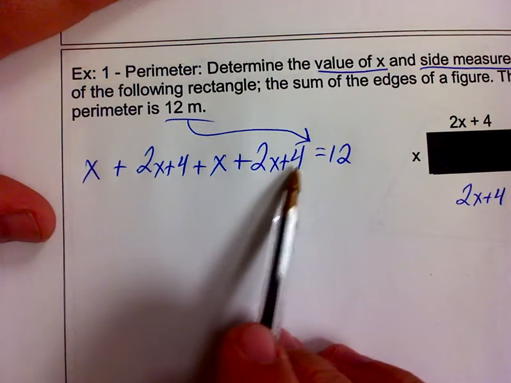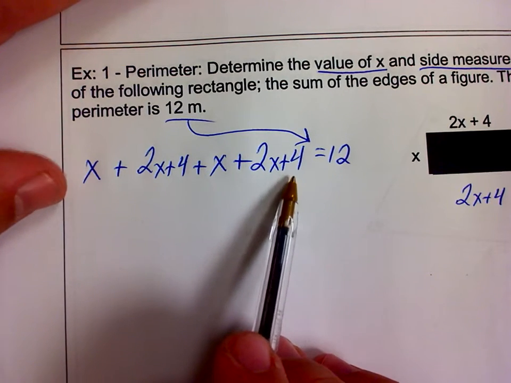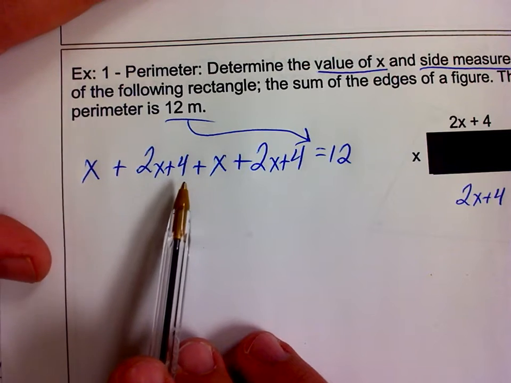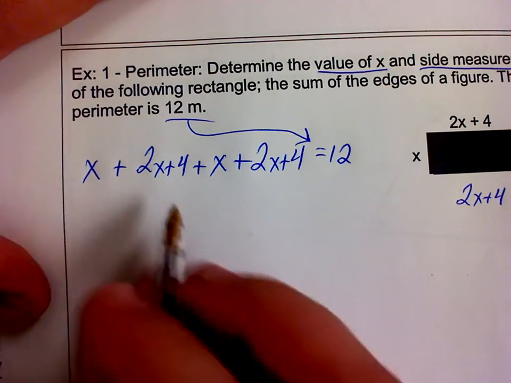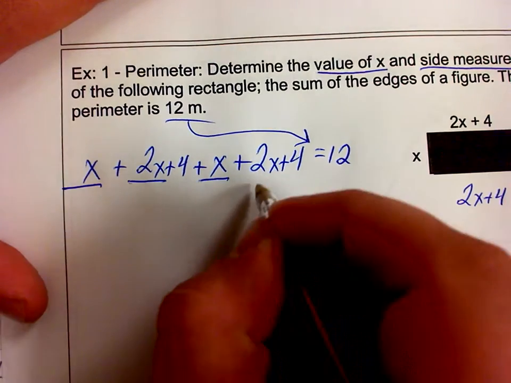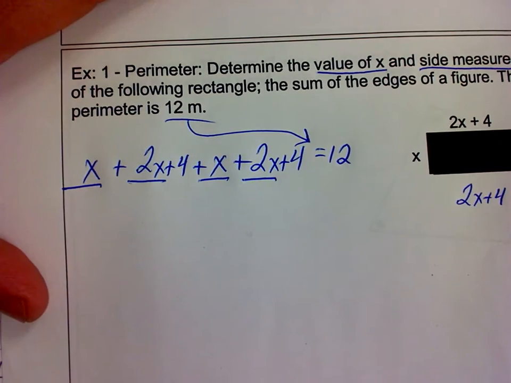Now, the first thing we want to do is combine like terms on the left side here. We want to combine everything that has an x, and then we'll see what's left over, and we'll combine those like terms of the integers. So we have an x, we have a 2x, we have another x, we have another 2x.